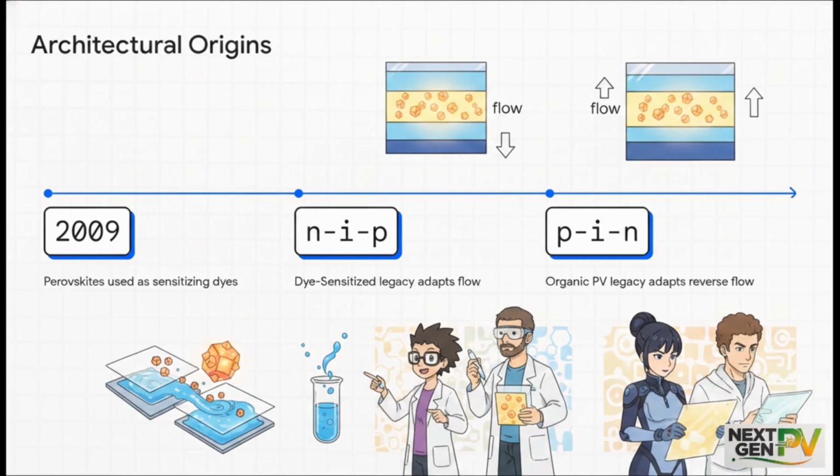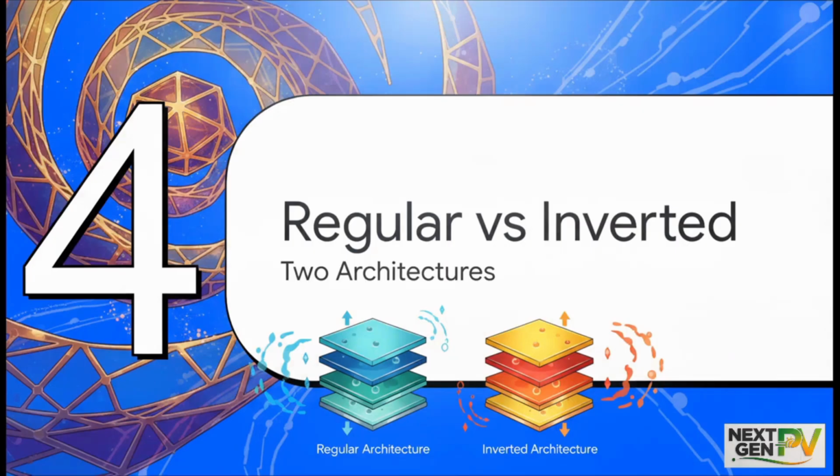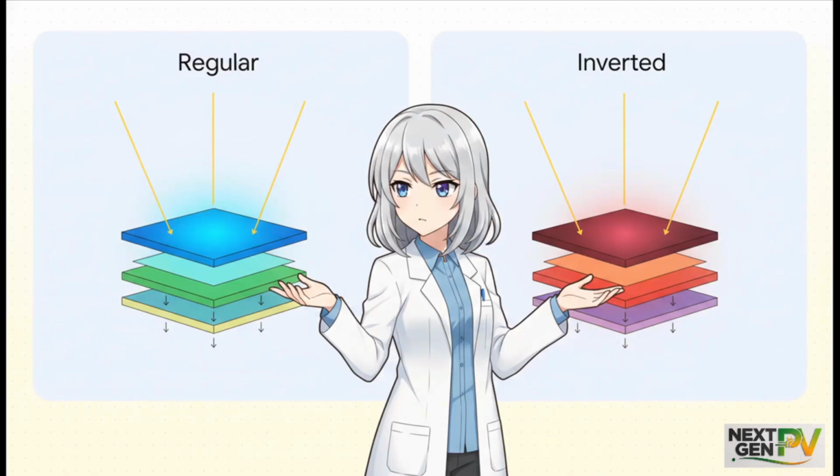Essentially, this one massive breakthrough forced two different scientific factions to build two competing structures. Which brings us perfectly to Section 4, regular versus inverted architectures. Now, this naming convention simply comes from the order of the layers. N stands for negative, or electron selective. P stands for positive, or hole selective. And that I in the middle, that's the intrinsic perovskite center.